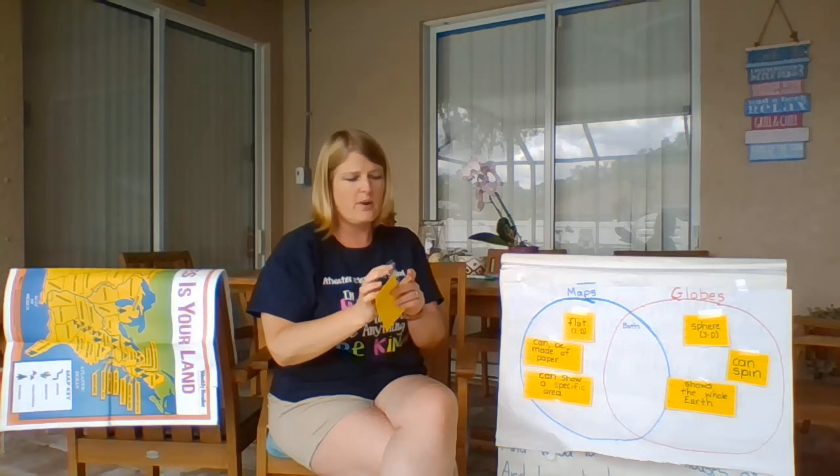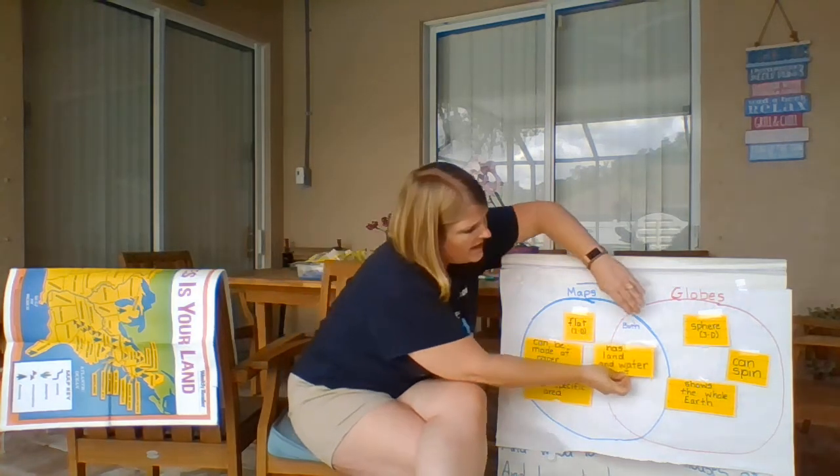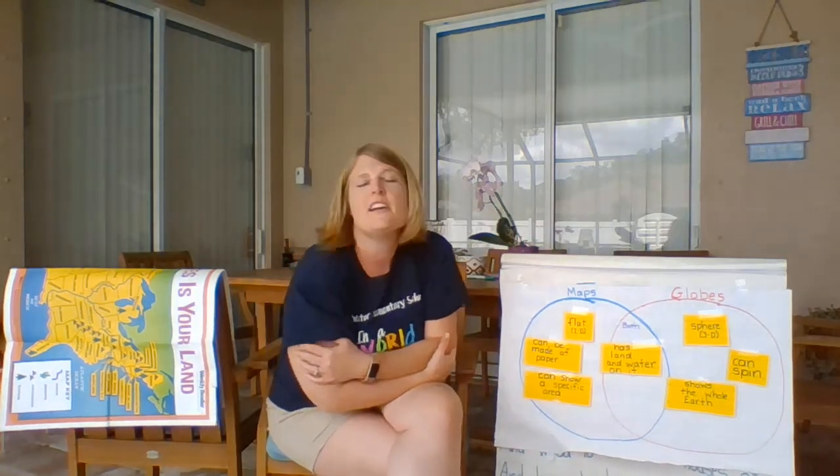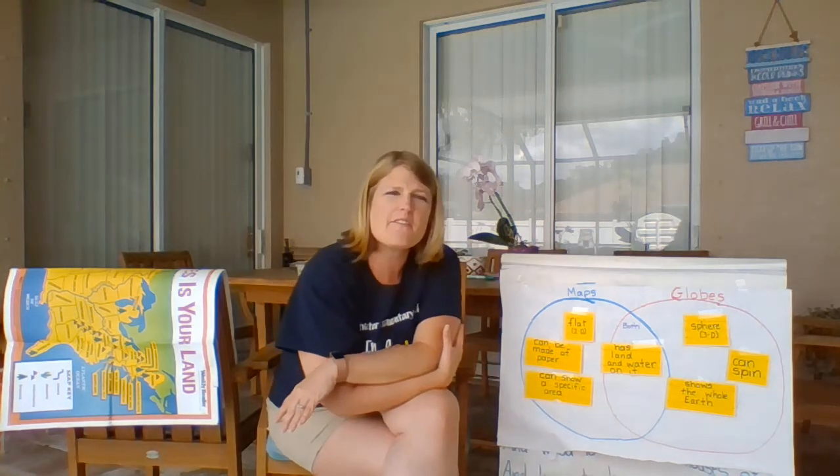Has land and water on it. Yeah, that's pretty easy, especially since I just said it. That is both of them. Both of them show land and water in there. So there's our comparison between maps and globes, and that's our first lesson.